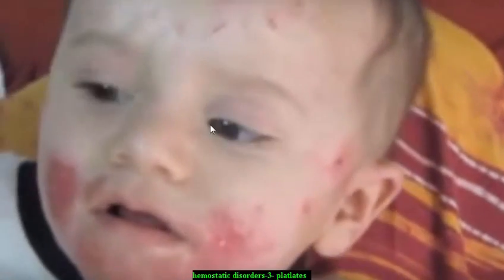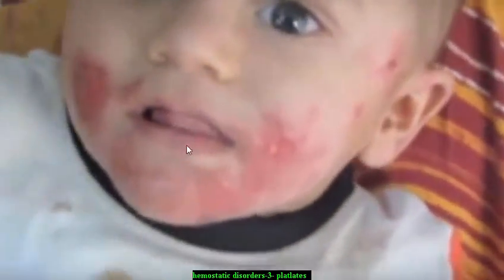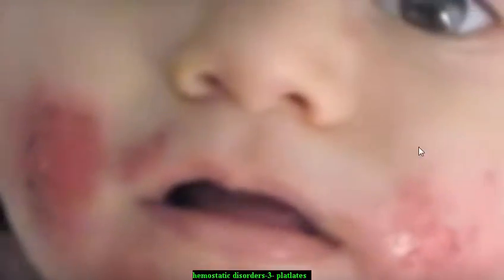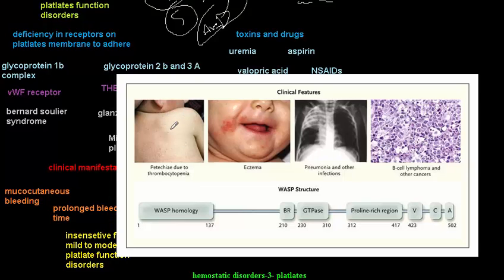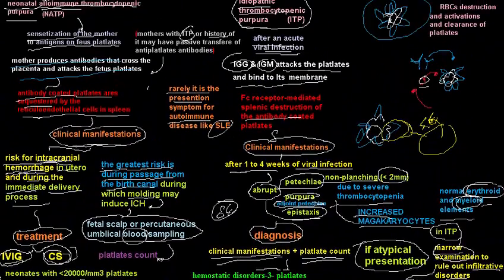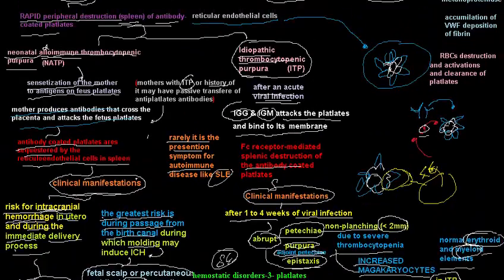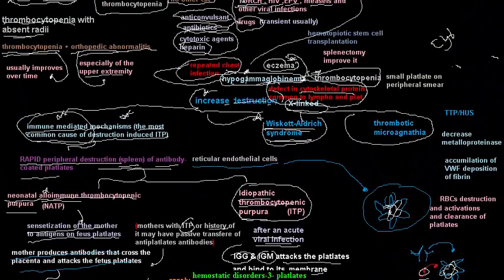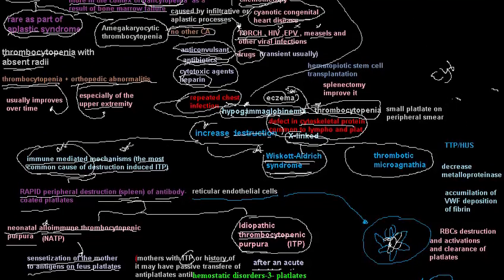So this is a child with Wiskott-Aldrich syndrome. You can here notice the eczema on his skin. He probably has a chest infection and a bleeding or thrombocytopenia with petechial rashes. So these are petechial rashes due to Wiskott-Aldrich syndrome, thrombocytopenia. Here is the eczema on the face of the baby, chest infection, and hypogammaglobulinemia. So this is Wiskott-Aldrich syndrome. This is an X-linked syndrome. It affects the number of the platelets.